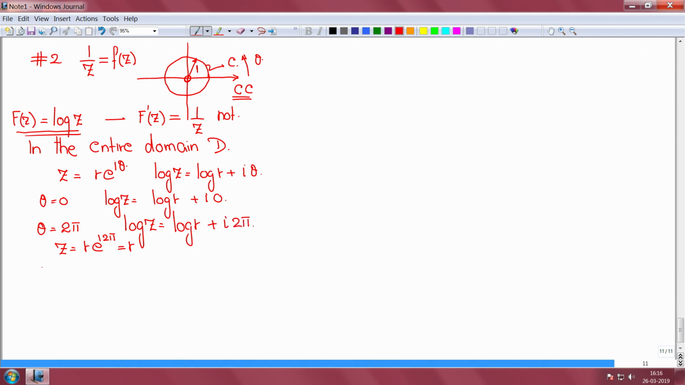So the function log z has taken a jump as we go from theta equal to 0 to theta equal to 2 pi, which as far as z is concerned is the same point. So the function log z is now discontinuous.